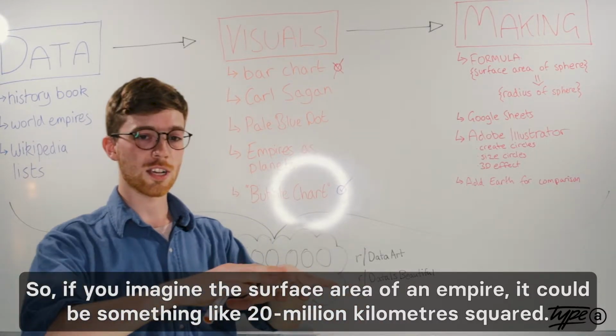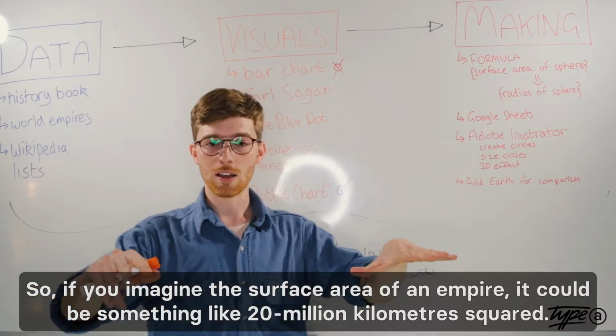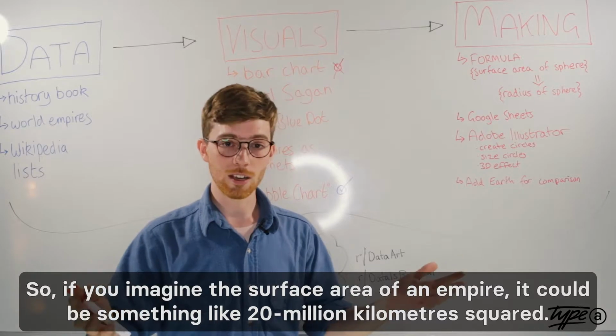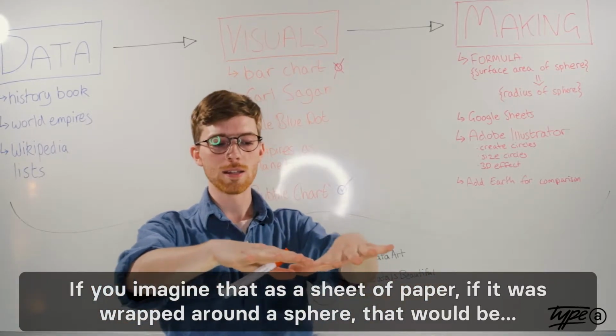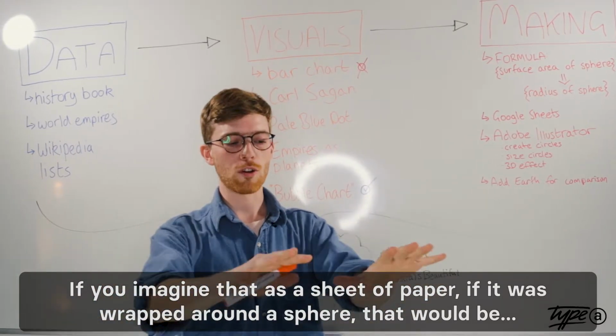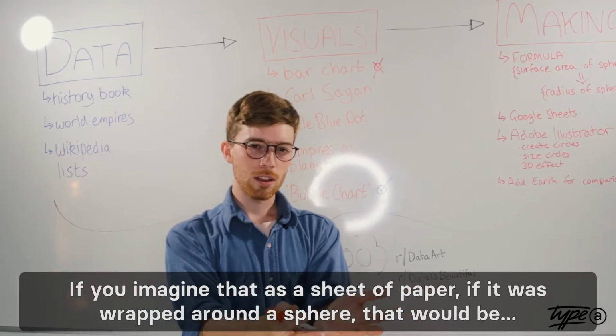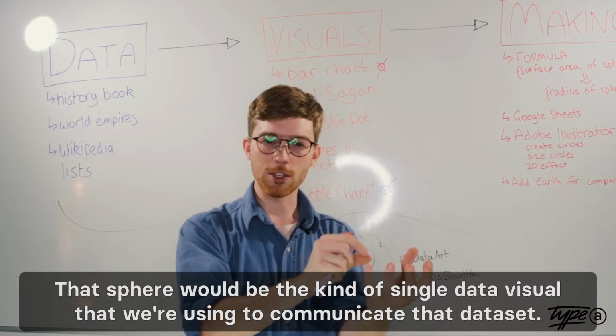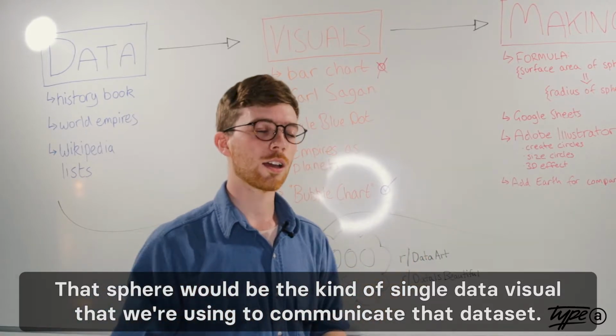So if you imagine the surface area of an empire could be something like 20 million kilometers squared. If you imagine that as a sheet of paper, if it was wrapped around a sphere, that sphere would be the kind of single data visual that we're using to communicate that data set.